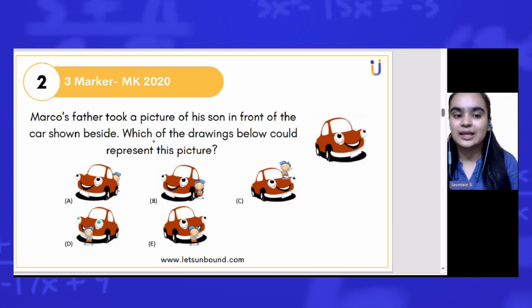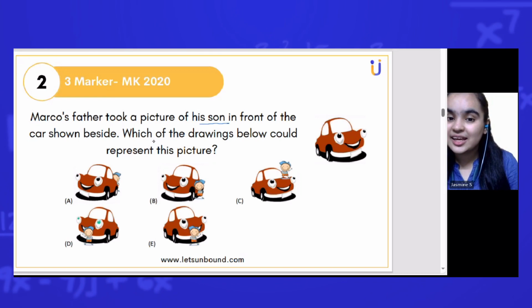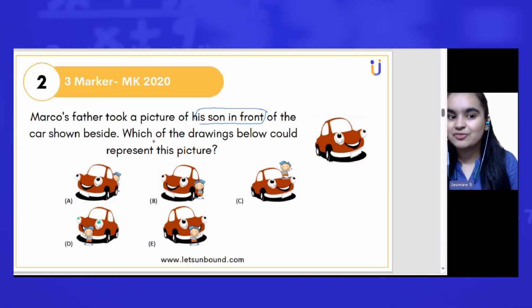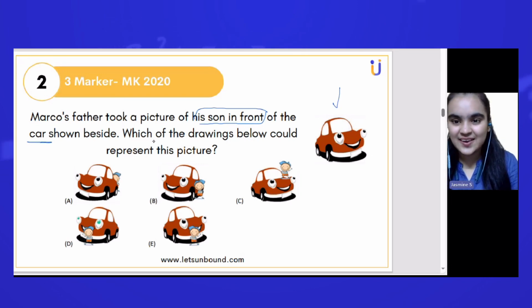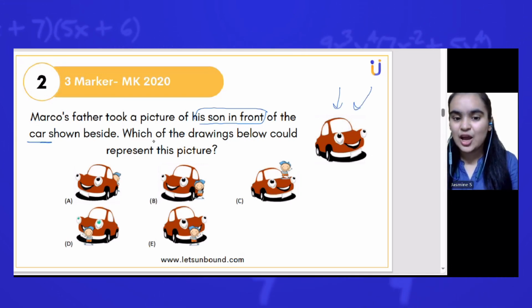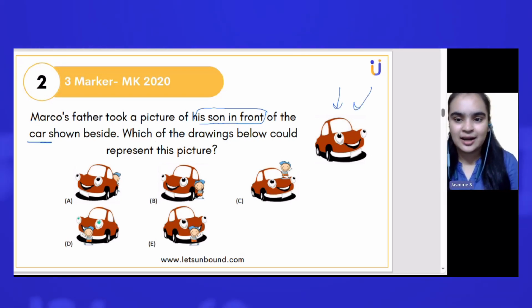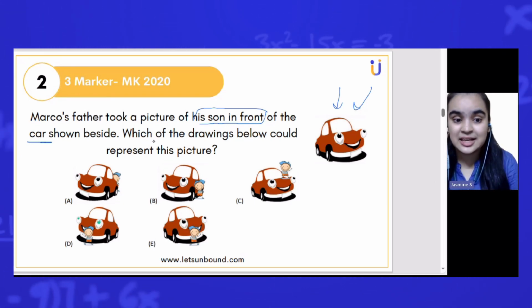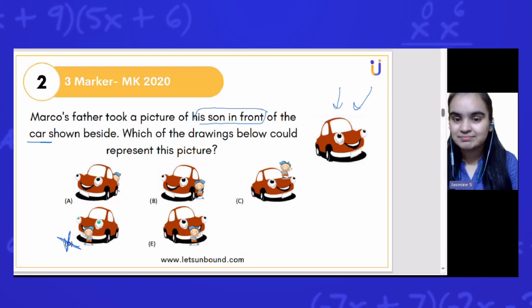So very important thing. He took the picture of his son in front of the car shown beside. So here is the car. As we are looking at the car, the eyes of this car are black, right? So automatically option number D is wrong.